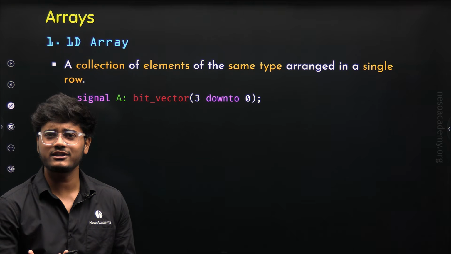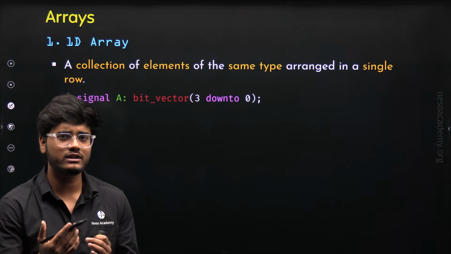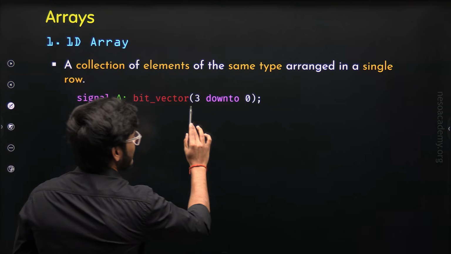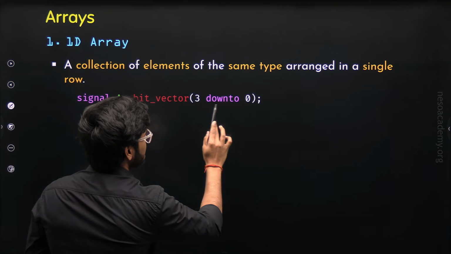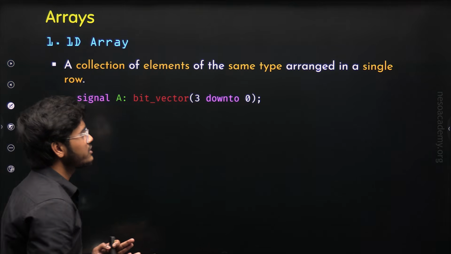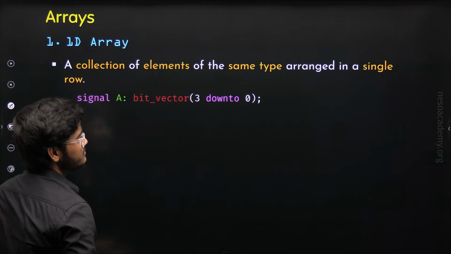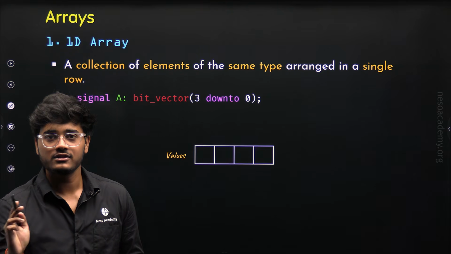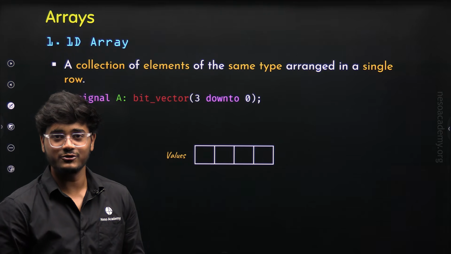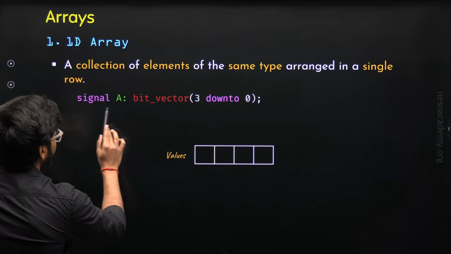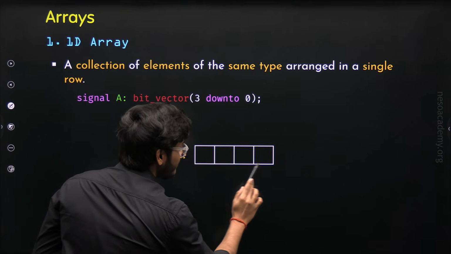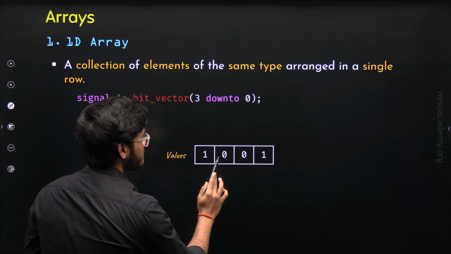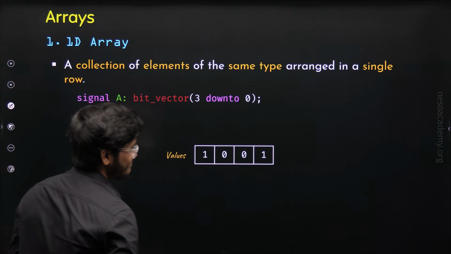But how many zeros and ones? That is, what is the length of this vector? It is defined by what is inside this parenthesis. 3 down to 0. 3 down to 0 represent the length of this vector. So 3 down to 0 means 3, 2, 1, 0. Total 4 values. So signal A will contain 4 bit values, either zeros or ones. Example 1, 0, 0, 1.